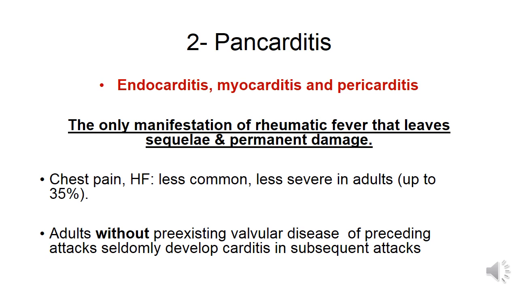Adults without pre-existing valvular disease from preceding attacks seldom develop carditis in subsequent attacks. So, whenever an adult is having a worsened carditis, or a second attack of carditis, or an attack of carditis in the sequelae of rheumatic activity, it must have been a recurrence, a second or subsequent attack. It is not the first one for sure. Carditis is not common in adults.